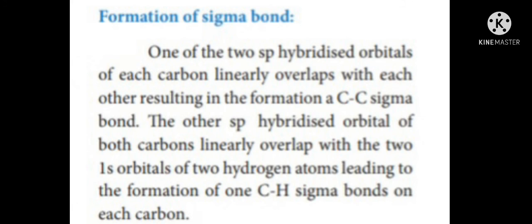Now, let me discuss the formation of sigma bonds in the acetylene molecule. Among the two sp hybridized orbitals, one sp hybridized orbital of each carbon lying on the x-axis overlaps linearly and forms a carbon-carbon single bond. The single bond formed between carbon and carbon is a sigma bond. The remaining one sp hybridized orbital of each carbon atom linearly overlaps with the 1s orbital of one hydrogen atom and forms one carbon-hydrogen sigma bond. Similarly, the next carbon also forms a carbon-hydrogen sigma bond. Here we have two carbon-hydrogen sigma bonds and one carbon-carbon sigma bond.